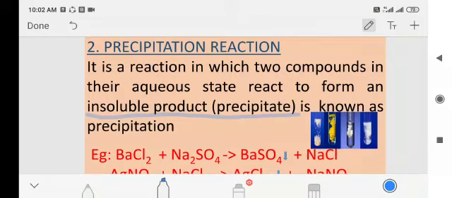Now let us see the definition. It's a reaction in which two compounds in their aqueous state, meaning with water, react to form an insoluble product. Remember, this is the main point you have to remember. In chemistry, we call an insoluble product a precipitate. Such a reaction is called a precipitation reaction. Remember this diagram in your mind always, so that when the word precipitate comes in front of you, you will automatically know what it is.